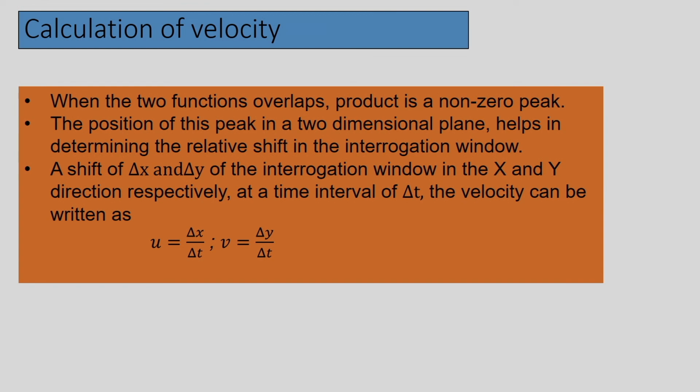The time interval delta t we know, because delta t is the time gap between two successive laser pulses, or the gap between two images captured. We know that from our experimental analysis. So knowing delta t a priori, we have calculated delta x and delta y. From there we can calculate u and v: u is delta x by delta t, and v is equal to delta y by delta t.